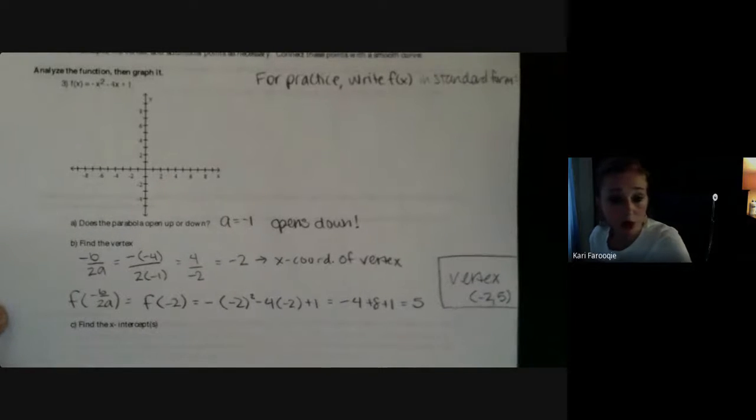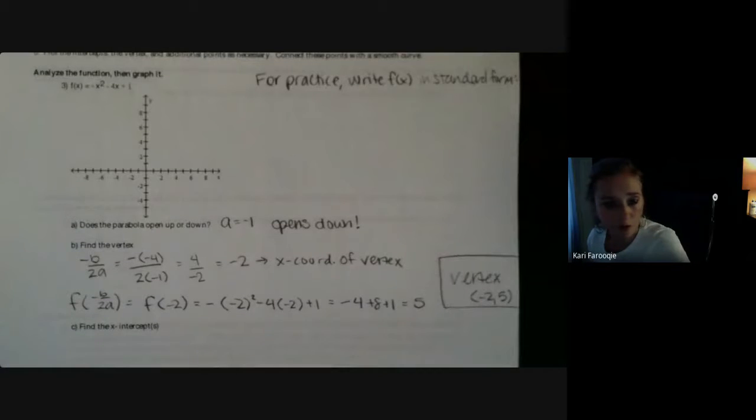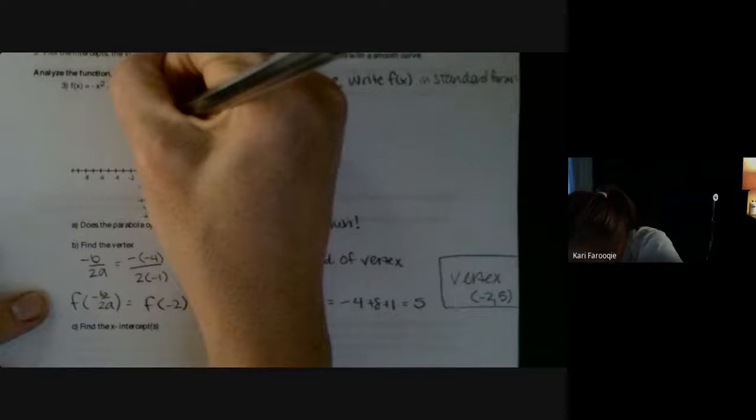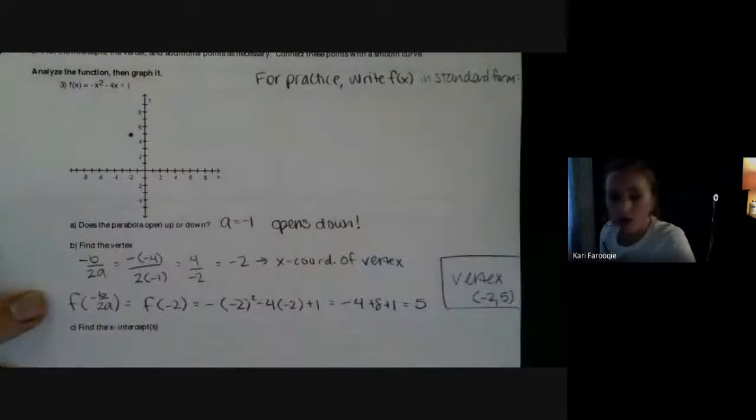If you want to go ahead and plot the vertex, feel free. If you want to wait until you have some intercepts, you can do that too. Sometimes I just like to put the vertex on there. So -2, 5 is right there. And you know that your parabola is opening downward. So you are expecting to have some x-intercepts here. If it opens down, it's going to have to eventually cross the x-axis.